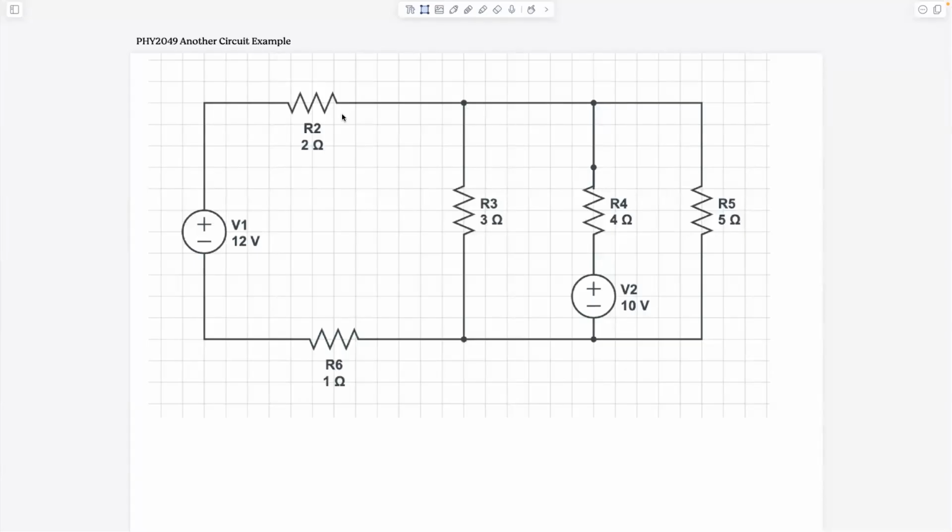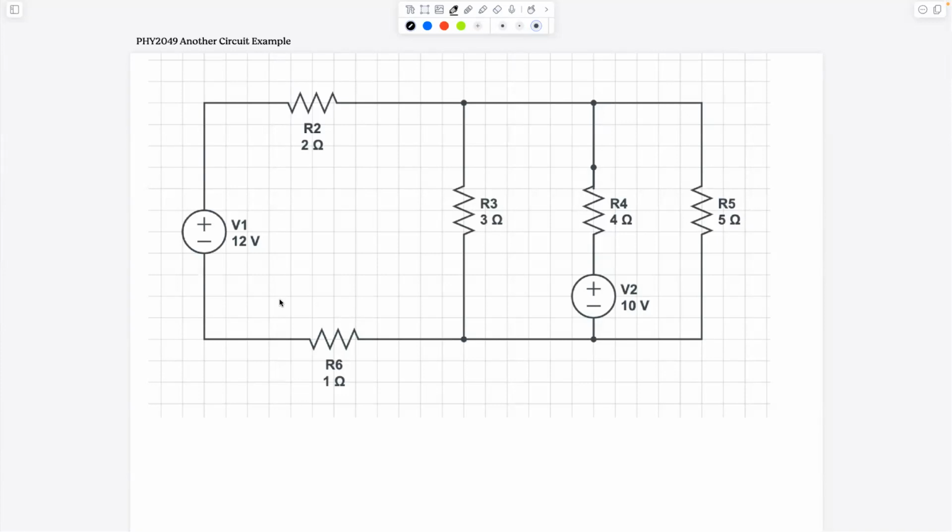Okay, we are going to solve this harder circuit. I think we're going to get a system of 5 equations and 5 unknowns here. And I'm going to try to color code this as we go. Okay, so we've got 2 different batteries here.